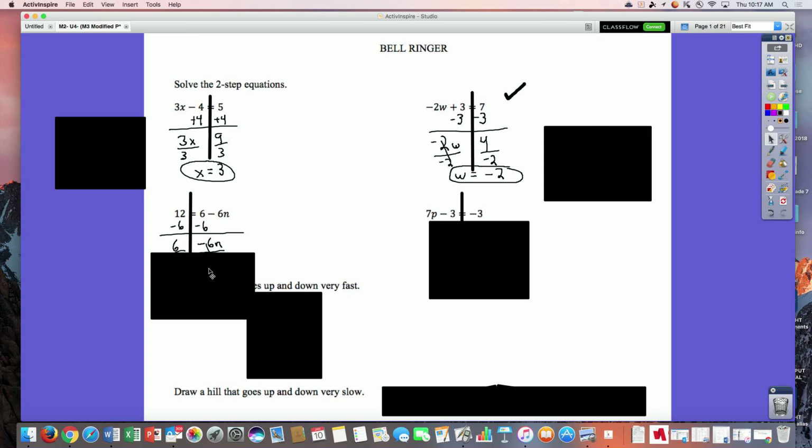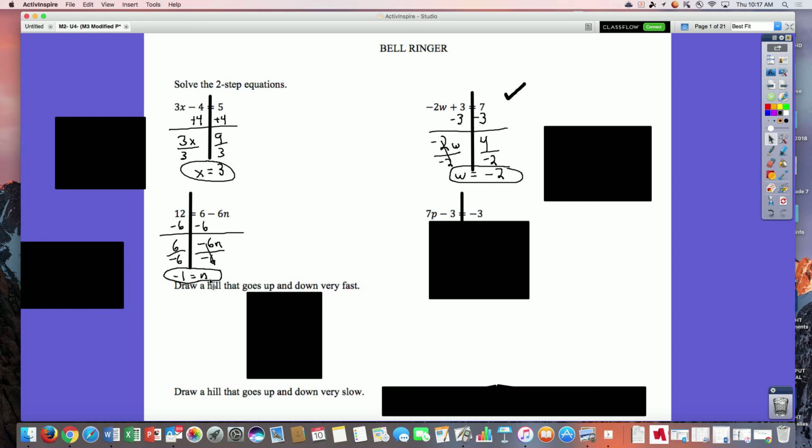How do I get rid of a negative 6? I divide by negative 6. Divide this side by negative 6. I get n equals negative 1. Let's put that back in the equation. Negative 1 times negative 6, positive 6. 6 plus 6 is 12. We got it. We already checked that one too.